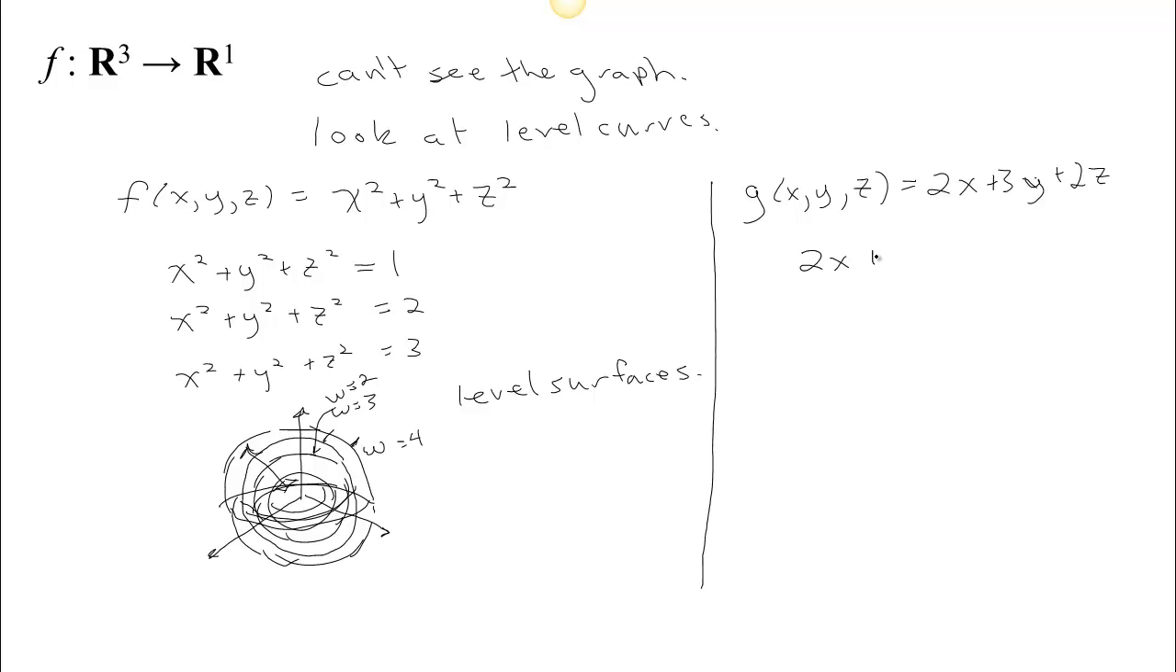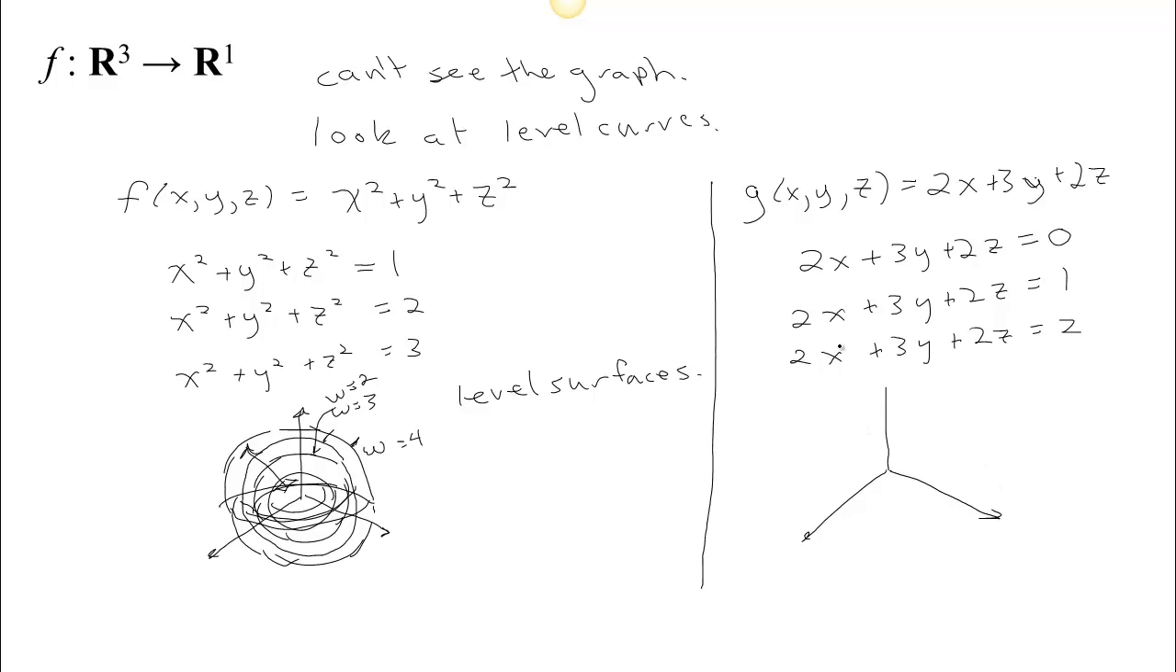So we could say, well, what about 2x plus 3y plus 2z? What are all the values where the output is 0? Or where the output is 1? Or where the output is 2? So we can look at level surfaces again. These are all planes, right? And they're all planes with the same normal. The normal goes out 2, over 3, and up 2.